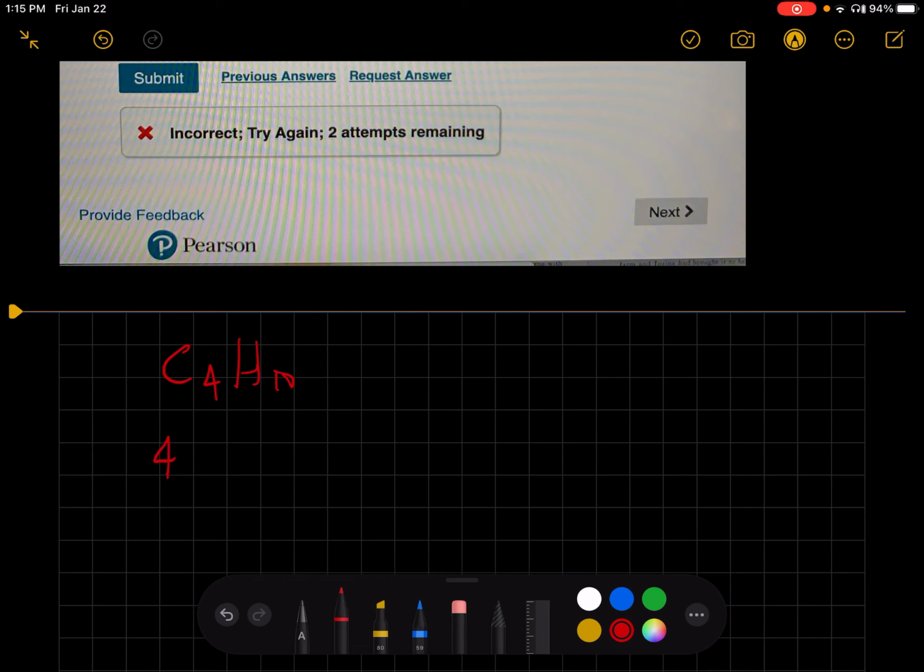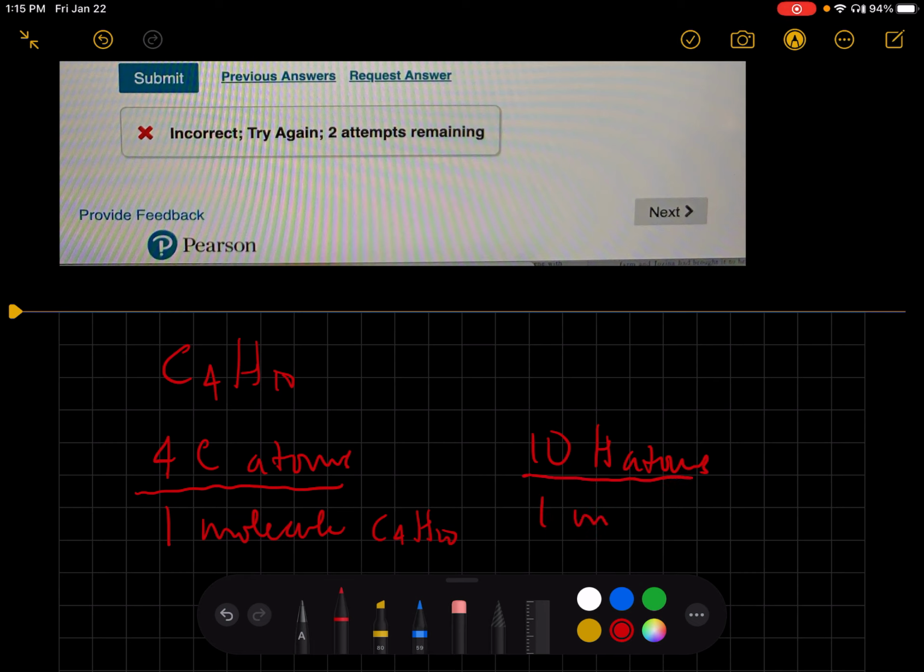There are 4 carbon atoms for every 1 molecule of butane, which I'm going to write as C4H10. Okay? There are 10 hydrogen atoms, right, for every 1 molecule, right? Well, those are a couple ratios.